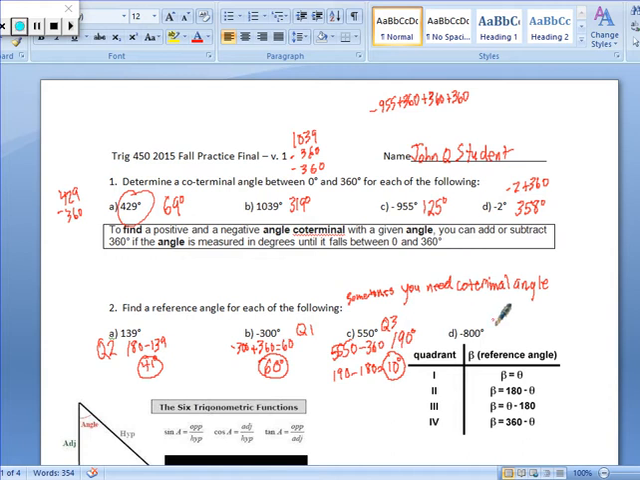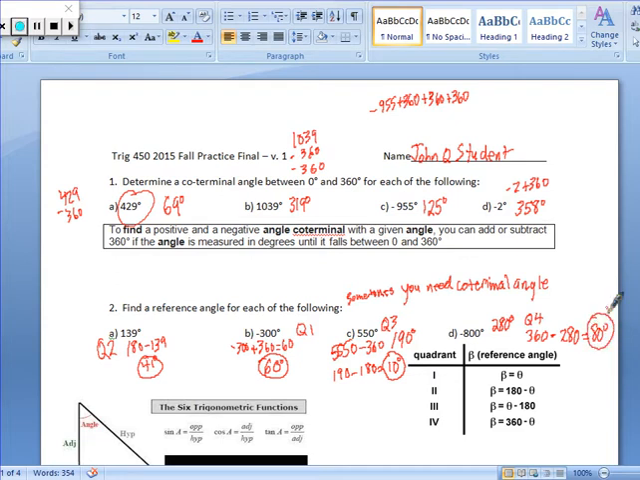And finally, negative 800. I'm not going to go through the math, but the coterminal angle is going to be 280 degrees. Okay, that's your coterminal angle, which is in quadrant 4. Quadrant 4 says you do 360 minus your angle. So this is 360 minus 280, and you're going to get 80 degrees back. Okay? So this is your final answer.